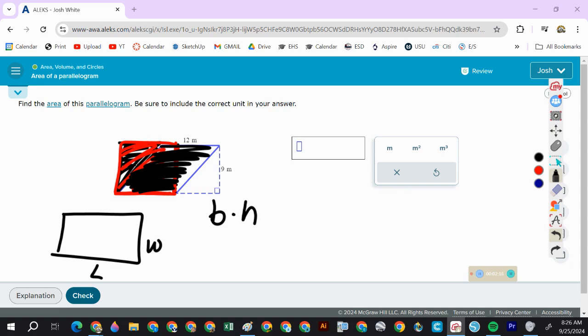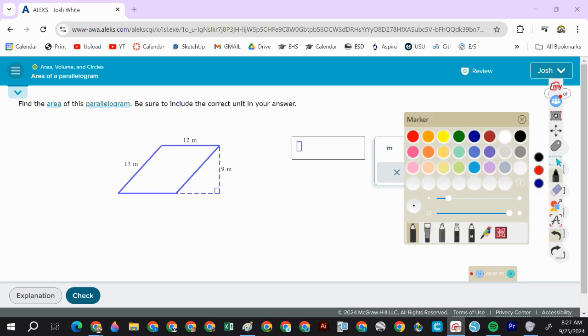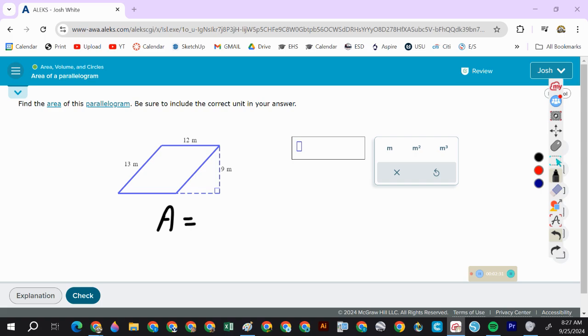If you know how tall it is and you know how wide the bottom is, then you can just cut the piece and move it over, and it's the same size. I haven't changed its size at all. So in this case, the area is going to be the base, which is 12 meters, times the height, which is 9 meters, and this number here is not needed. So that would be 108 meters squared.